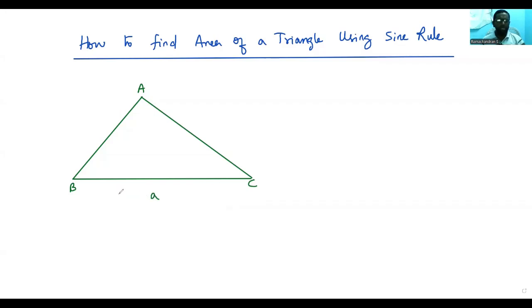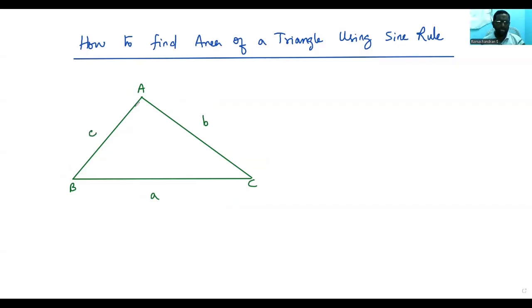I assume the length of the side BC as lowercase a because this side is opposite to the vertex capital A. In the same way, we have to assume the length of the side AC as lowercase b because this side is opposite to the vertex B, and the length of this side AB should be assumed as lowercase c because this side is opposite to the vertex C.